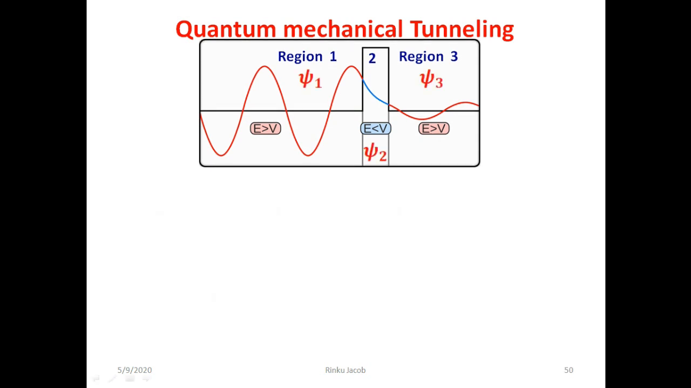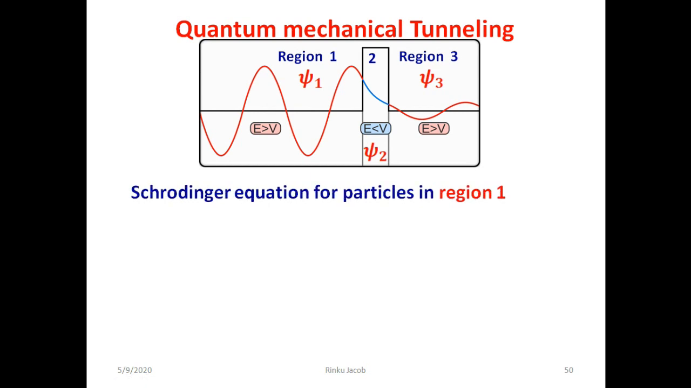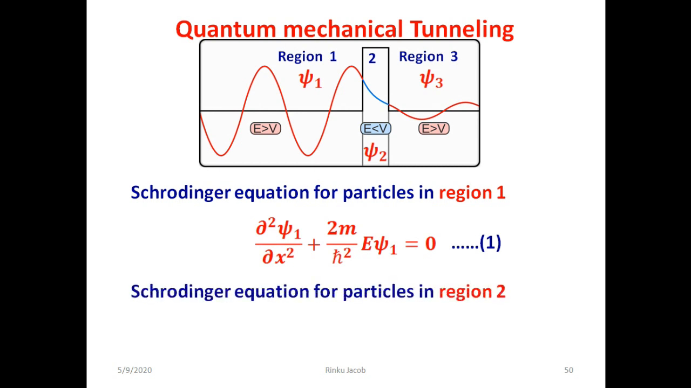Now we write the time-independent Schrodinger equation for the particle wave in region 1. As the potential is very small or nearly zero in region 1, we take V to be 0. So we write ∂²ψ1/∂x² + (2m/ħ²) E ψ1 = 0. That is equation 1. Now we write the time-independent Schrodinger equation for region 2. That is ∂²ψ2/∂x² + (2m/ħ²)(E − V) ψ2 = 0. That is given by equation 2. In region 2, we write E minus V as the potential in this region is non-zero.